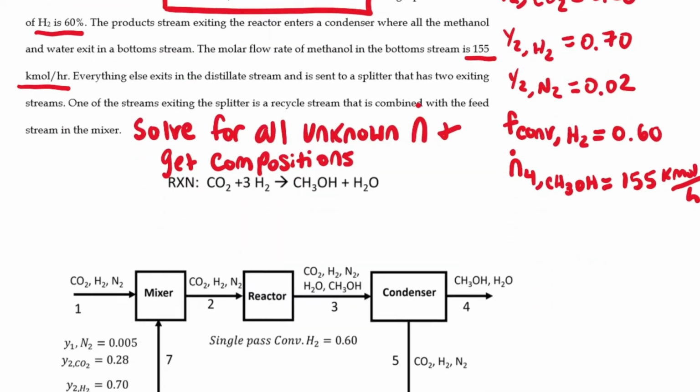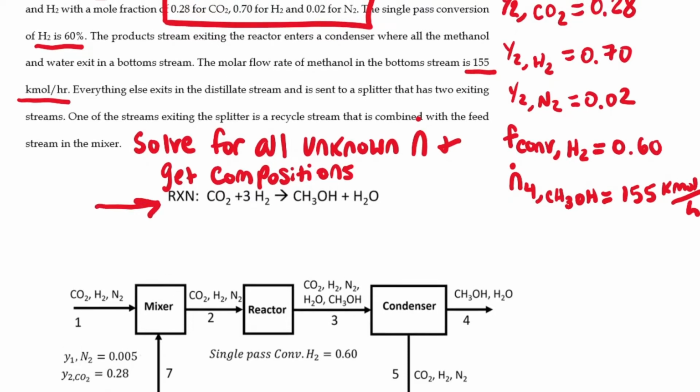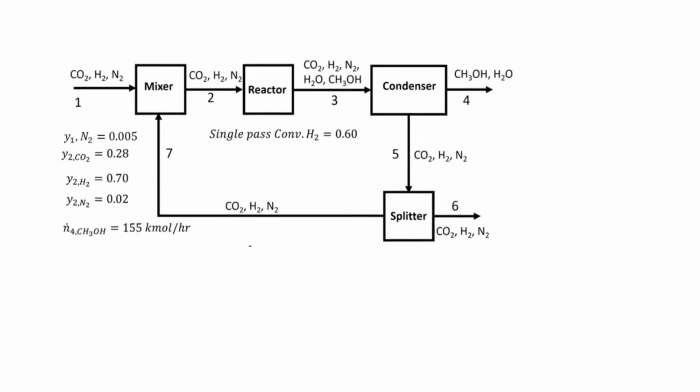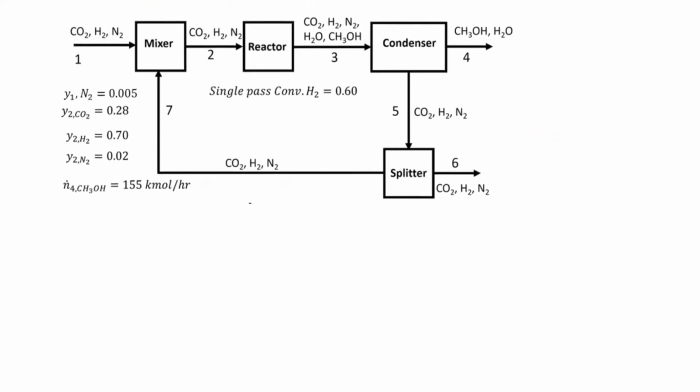And as you see with this problem statement, you do have your reaction and it is balanced. So we've got CO2 reacting with 3 hydrogens, yields methanol plus water. And as we scroll further down, you see that we've got our block flow diagram and it's got all our information right there for us.